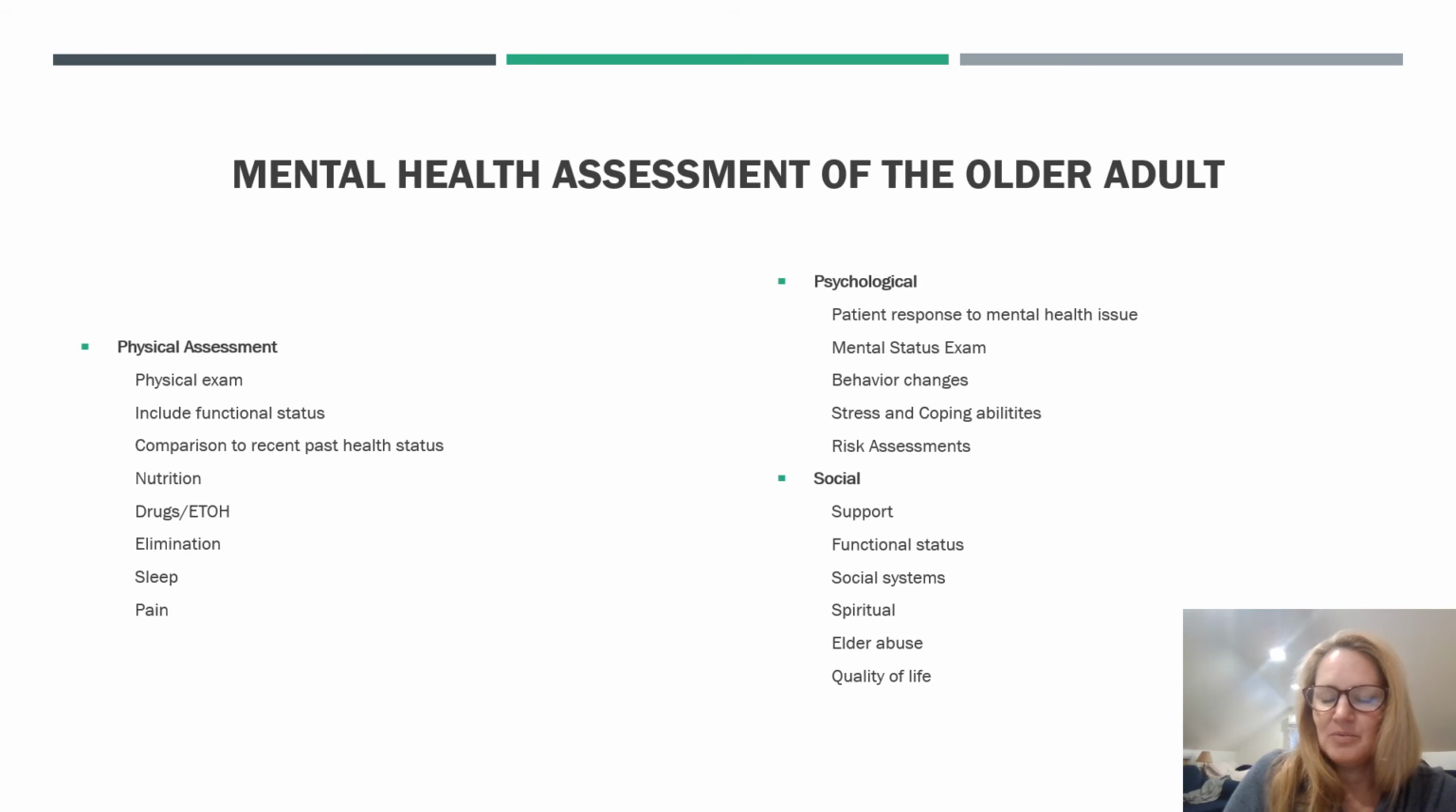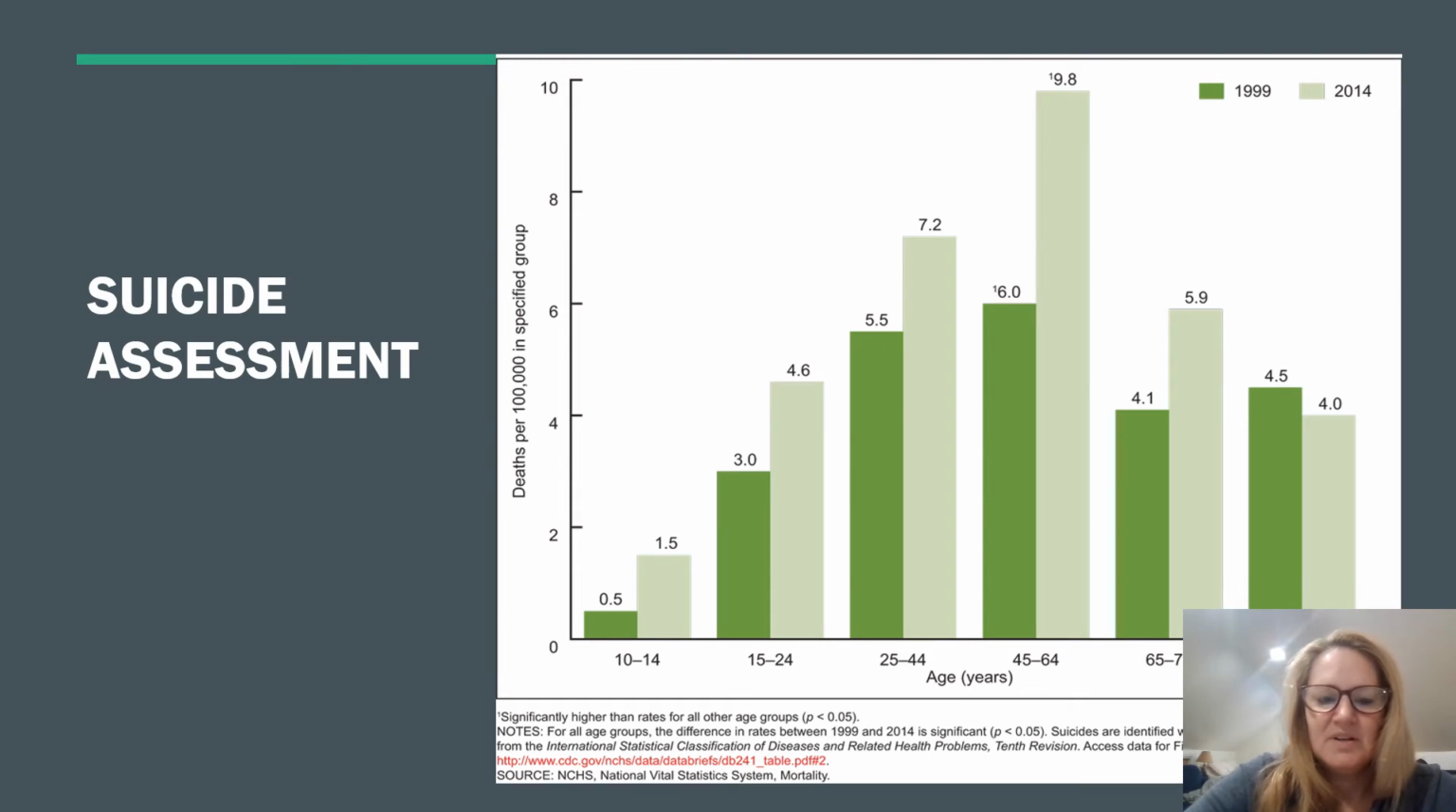So, we always talk about quality of life when we talk about older adults. You need to assess, how is their quality of life? Are they able to care for themselves? Are they able to enjoy life? We have to talk about suicide assessment when we talk about assessing mental health.